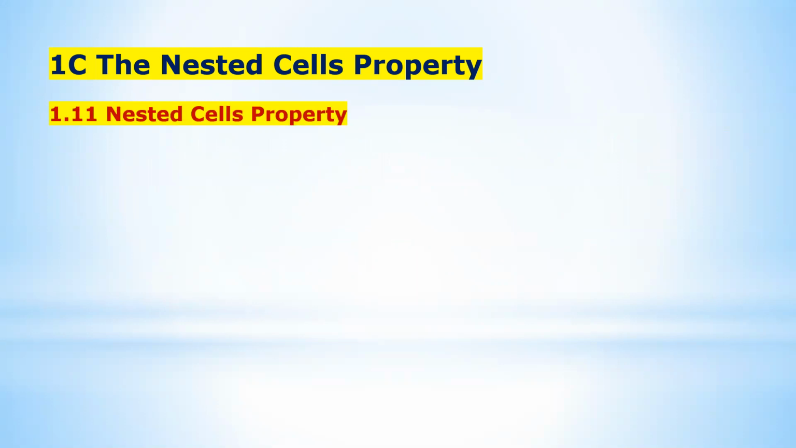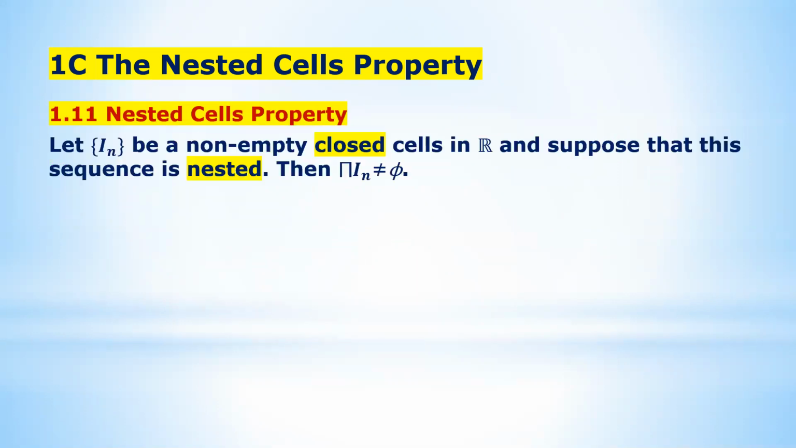So the main thing today is that we want to prove this nested cells property. It says that suppose you have a sequence of nested cells, assuming they're non-empty closed cells. Then the result is that if you take the intersection of all these intervals in the sequence, this intersection cannot be empty. So this is the nested cells property.